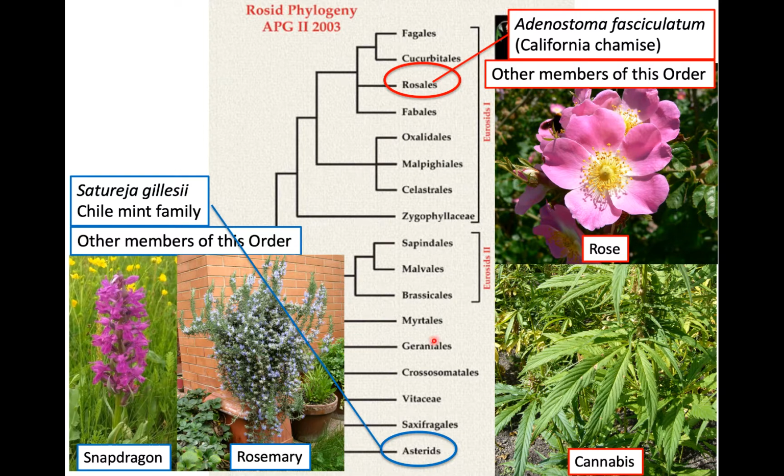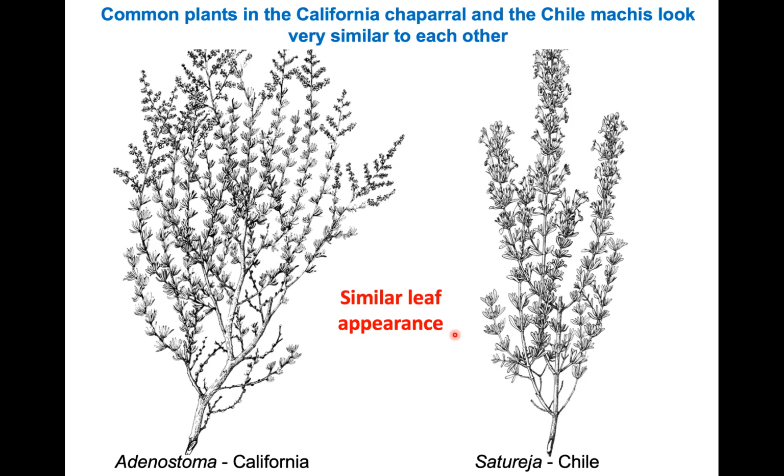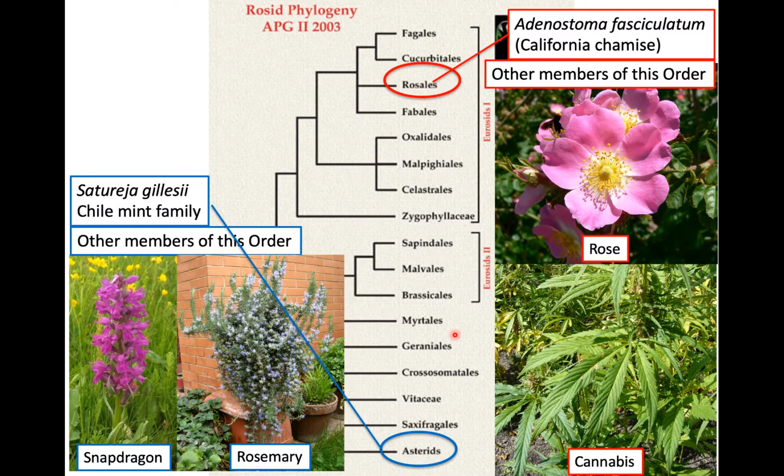So now, do you have enough information to tell me whether the canopy shape and the leaf shape of these two plants is analogous or homologous? And again, the question is, does the common ancestor to both of these plants, which would be way back here, it's covered up by the photos, would that also have the same leaf shape and the same canopy shape as these two plants? And the answer is no, because we have no reason to think that the ancestor of all of these plants, which also includes things like rosemary and snapdragon and rose and cannabis and all sorts of other plants, why would they look like this?